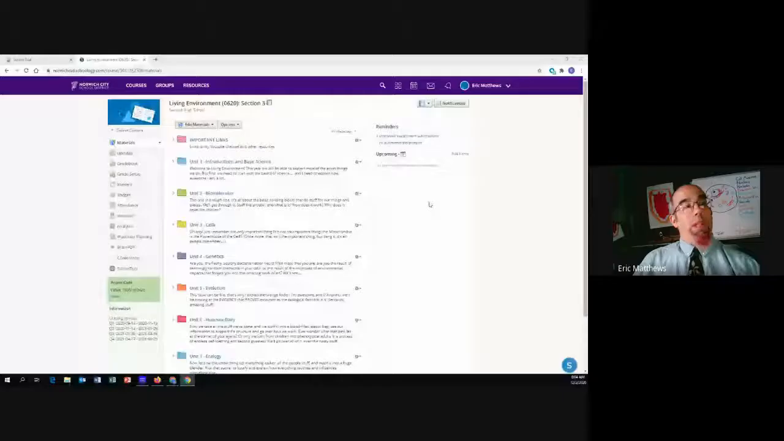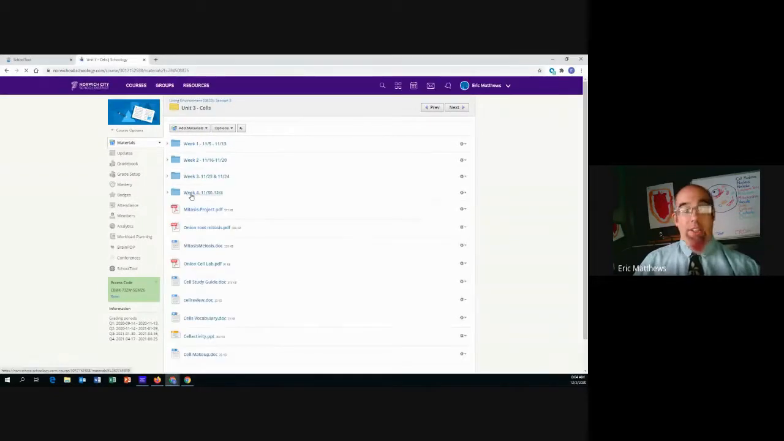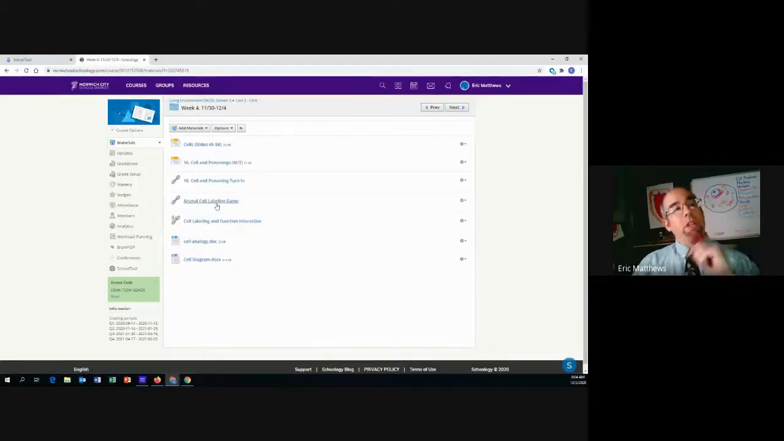So if we take a look in Schoology, once again, we are still in Unit 3. We finish that Wednesday of next week. We are still in week 4 because December 2nd is between the 30th of November and the 4th of December. Today, we're going to be looking at the cell analogy document right here. This is going to be pretty straightforward, and hopefully quite easy for a lot of people.